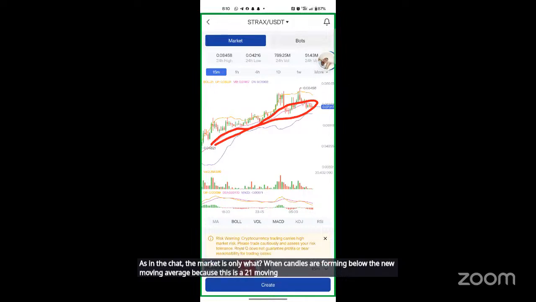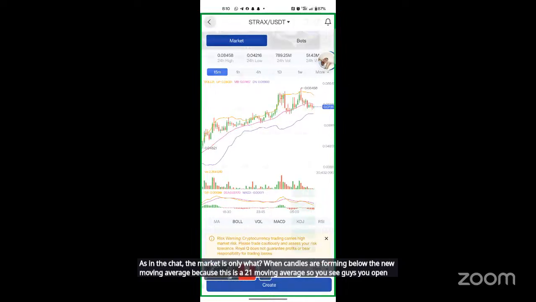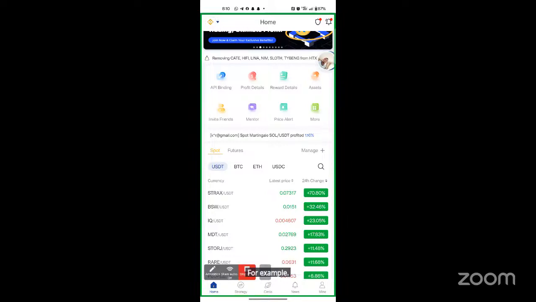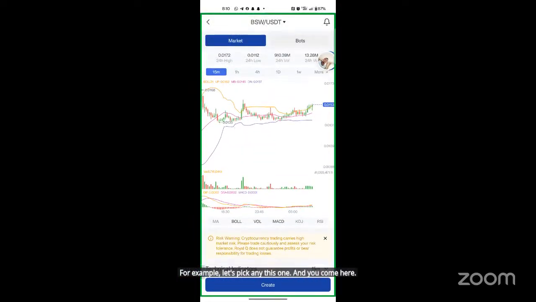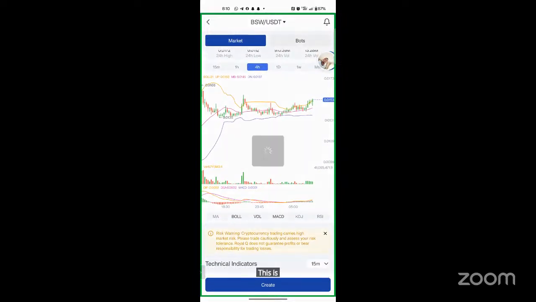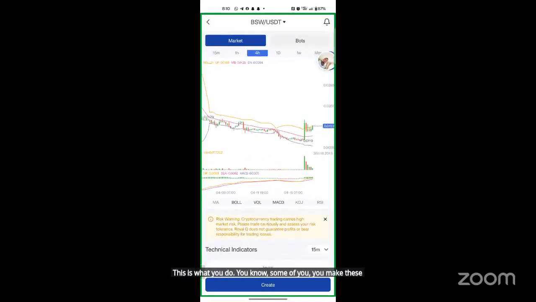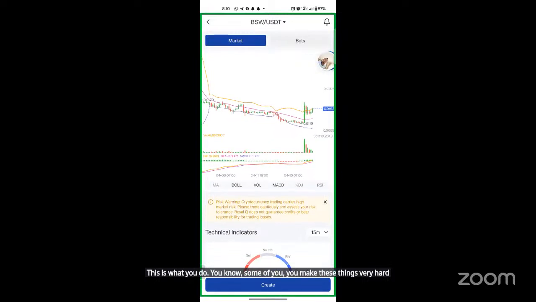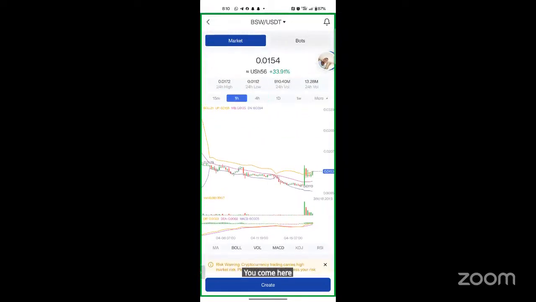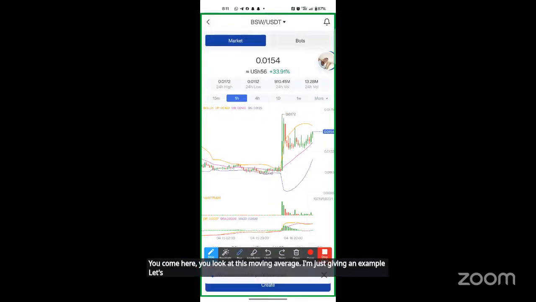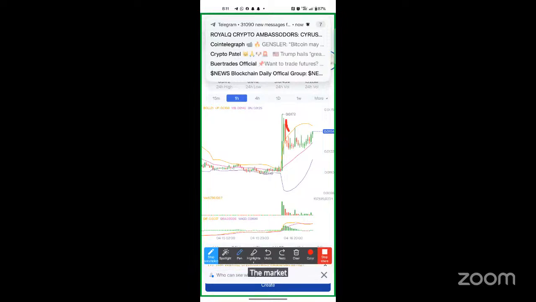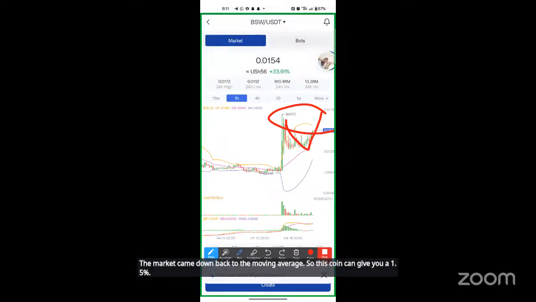So you see, guys, you open a coin. For example, let's pick any, BISWA. And you come here. This is what you do. Some of you make these things very hard. You come here, you look at this moving average. I'm just giving an example. Let's take 1 hour. The market came down back to the moving average. So this coin can give you a 1.5% or a 2%.